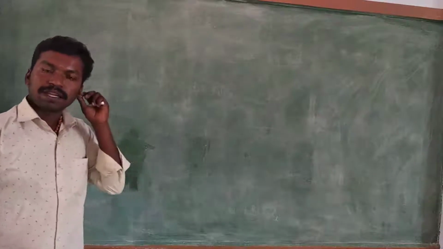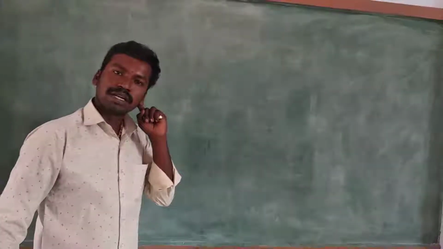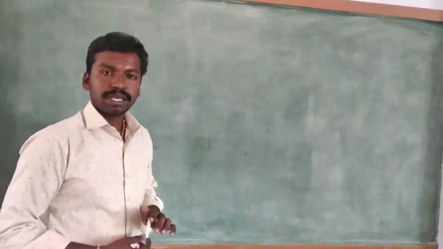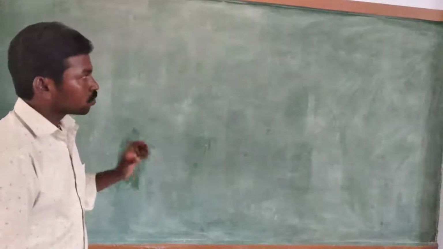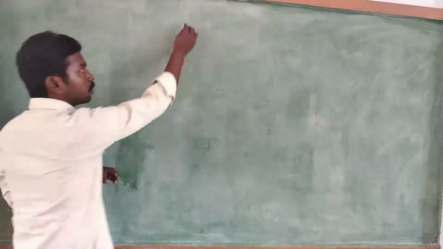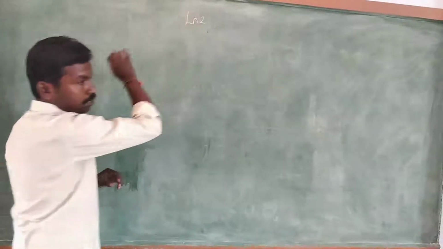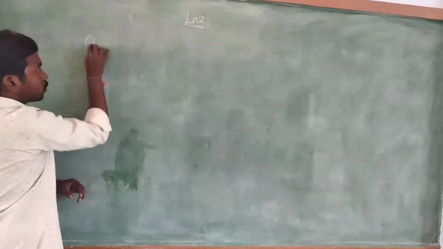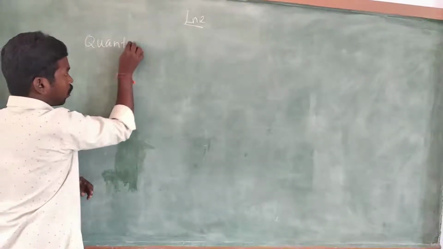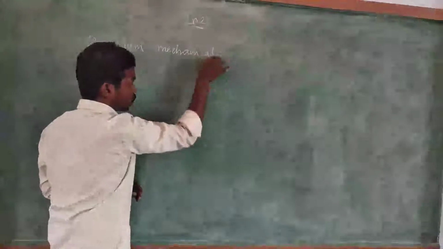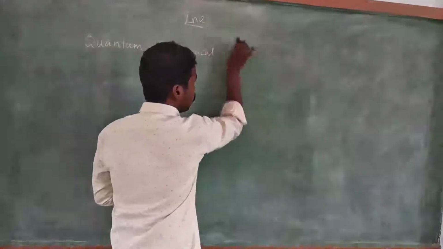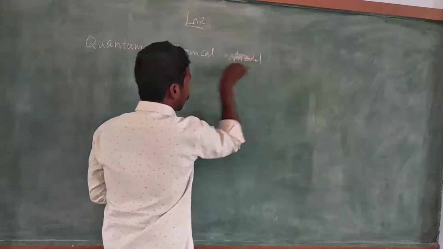Hello students, in 11th Chemistry, lesson 1 we have already completed, that is basic concepts of chemistry and chemical calculations. And today we are going to start lesson number 2. Lesson number 2 is quantum mechanical model of an atom. What is the topic? Quantum mechanical model of an atom.